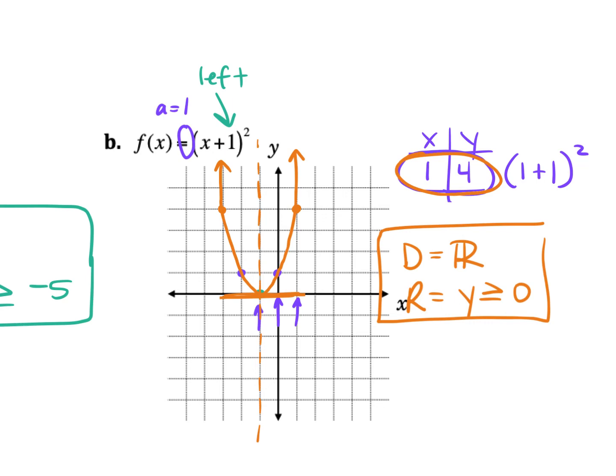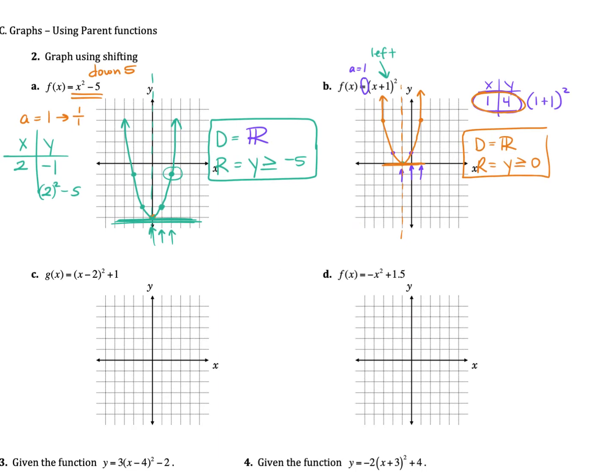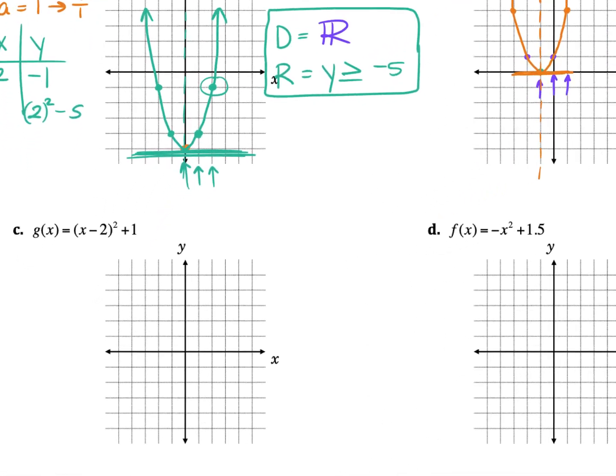How are we doing on that? Okay, you try C. Notice there's 2 shifts for C. There's one that goes left or right, and there's one that goes up or down. See if you can figure out what to do with that.